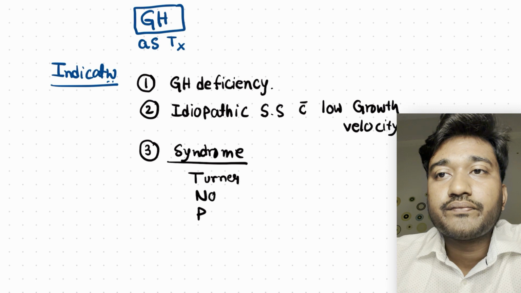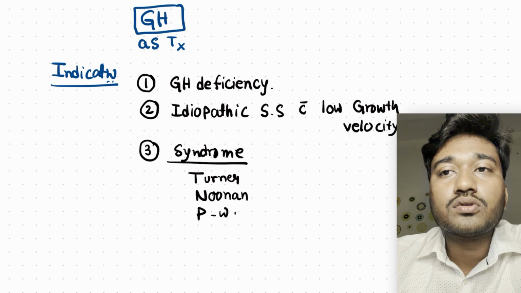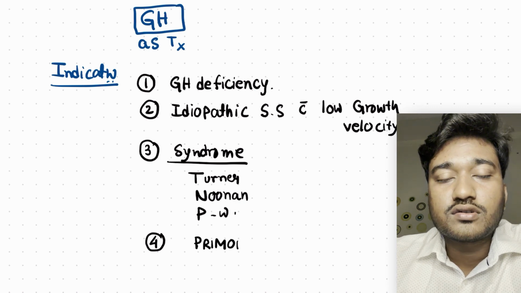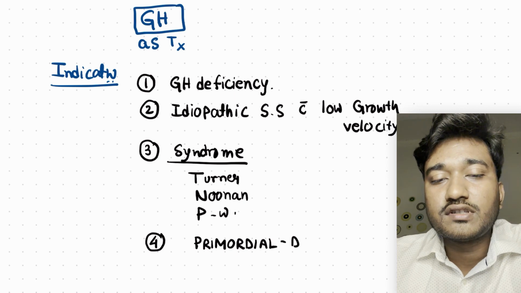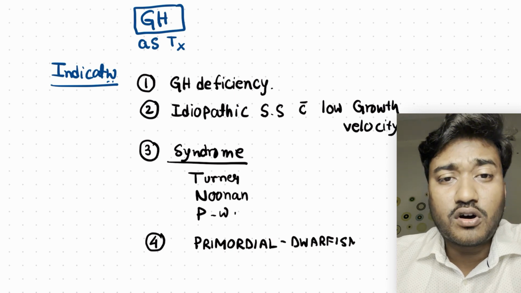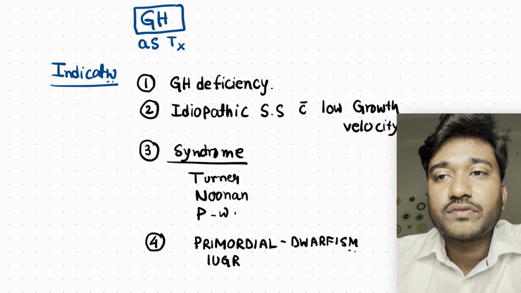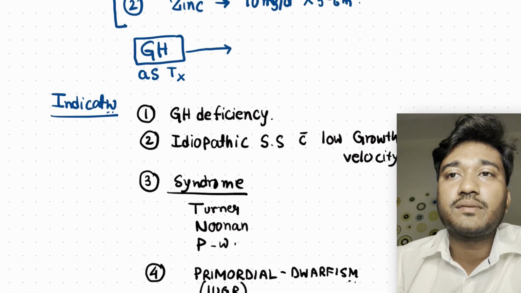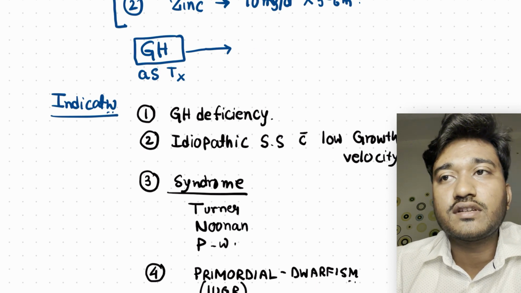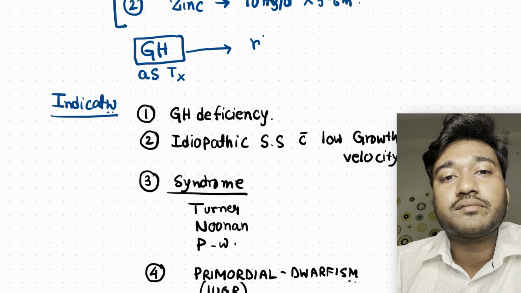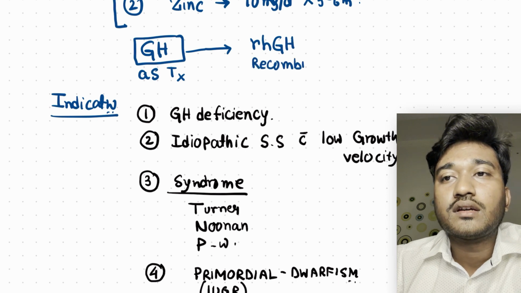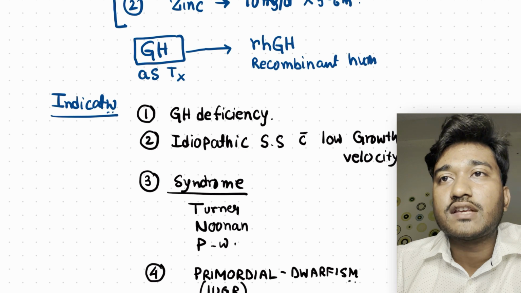As well as that, growth hormone can be given in primordial short stature, that is short stature associated with SGA, small for gestational age, or IUGR child, primordial dwarfism. These four indications you must know: growth hormone deficiency, idiopathic short stature with low growth velocity, some syndromes, Turner, Noonan, Prader-Willi, and primordial short stature, that is primordial dwarfism, IUGR associated.